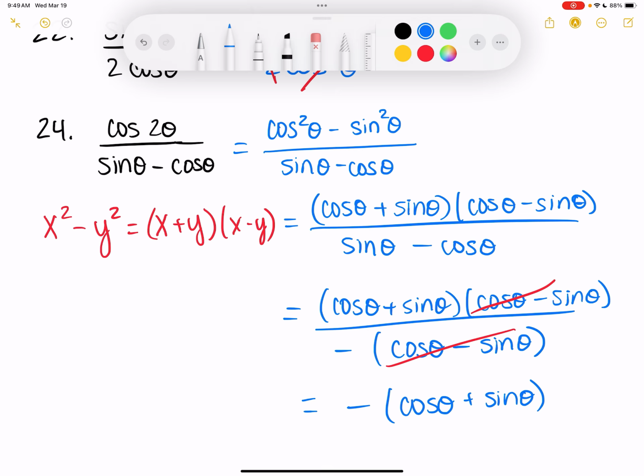I could have left this instead as, when I took out the negative, I could have done negative sine plus cosine, but I wanted to write it in that order, so I just flipped the order. They don't usually like you to start with a negative. They like it in the middle, but it doesn't really matter. Okay, it makes sense.